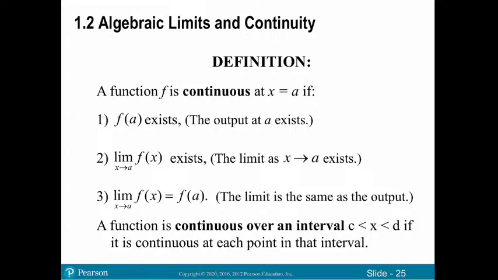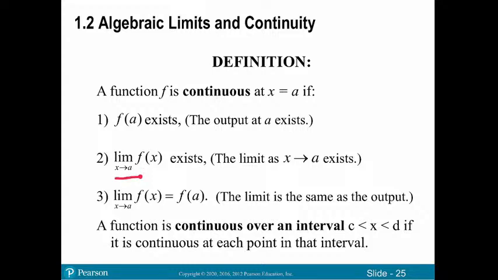We say a function is continuous at x equals a if the following. The function is defined at that x value, right? So if we plug it in, the function is defined, the output at a exists. So first thing is that the function is defined at that specific x value. Second, we say the limit as x approaches a of the function exists. So the limit as x tends to a exists, right? So that's kind of repeating what we've been talking about in the previous section up until this point.